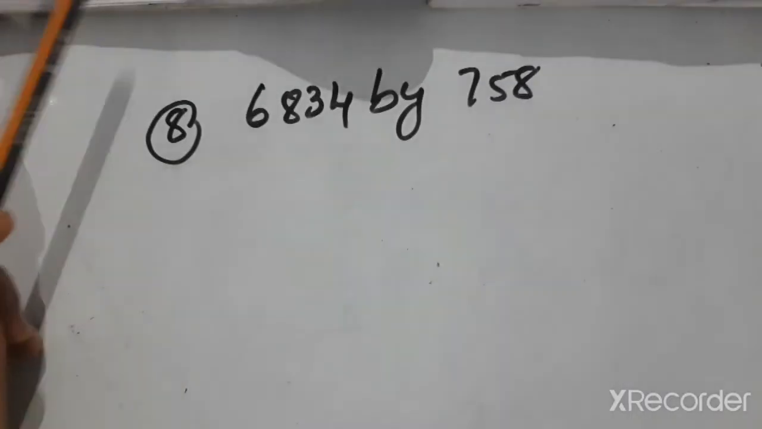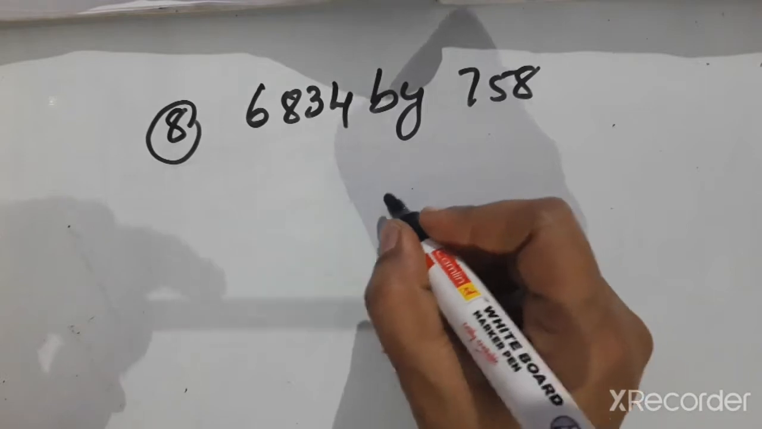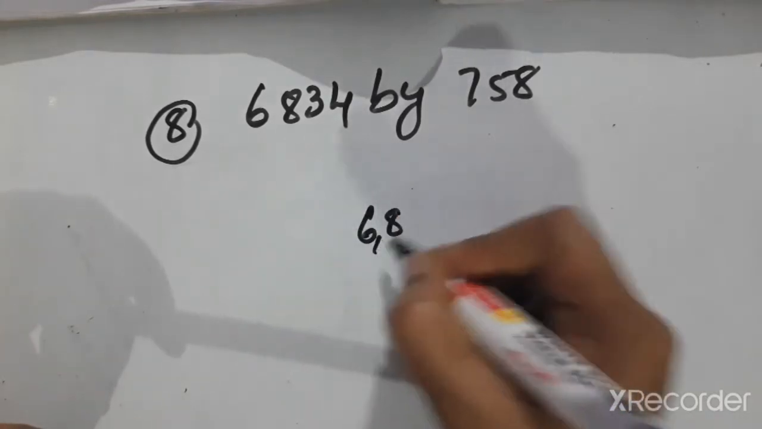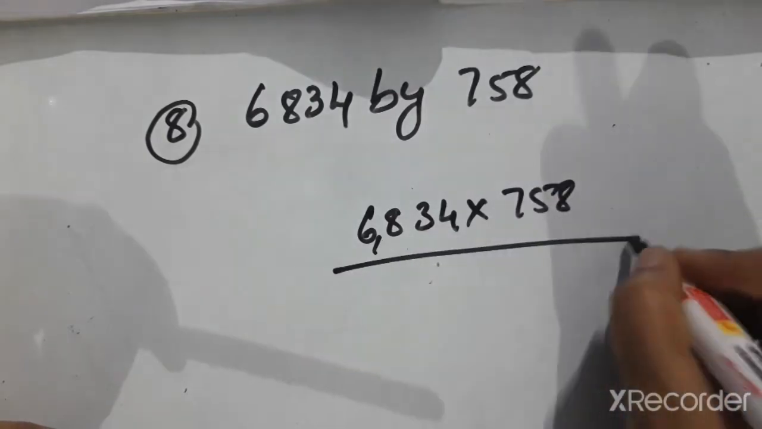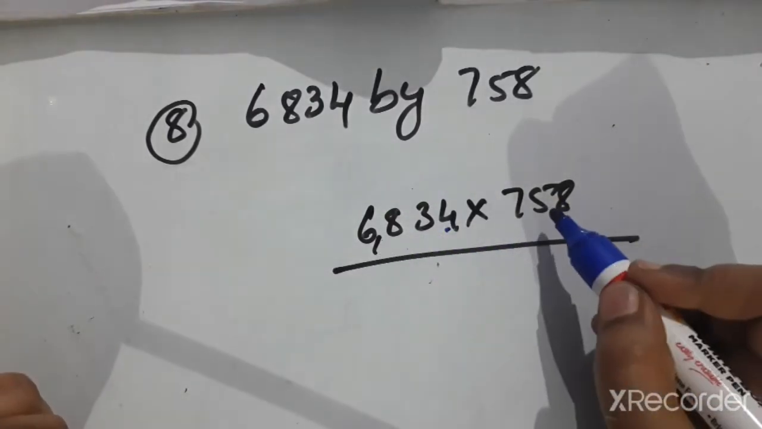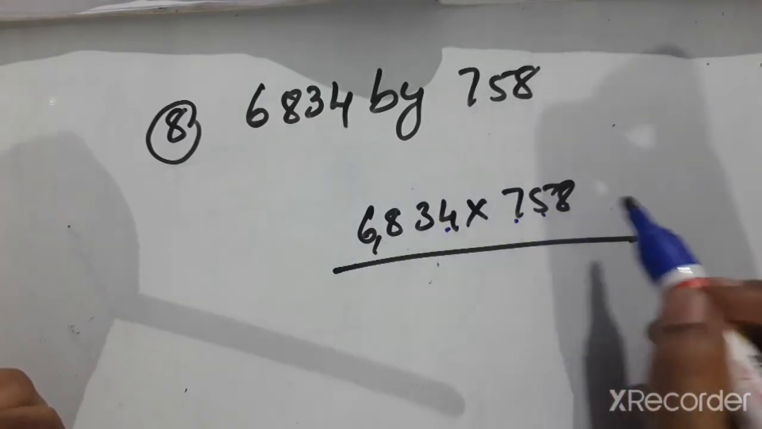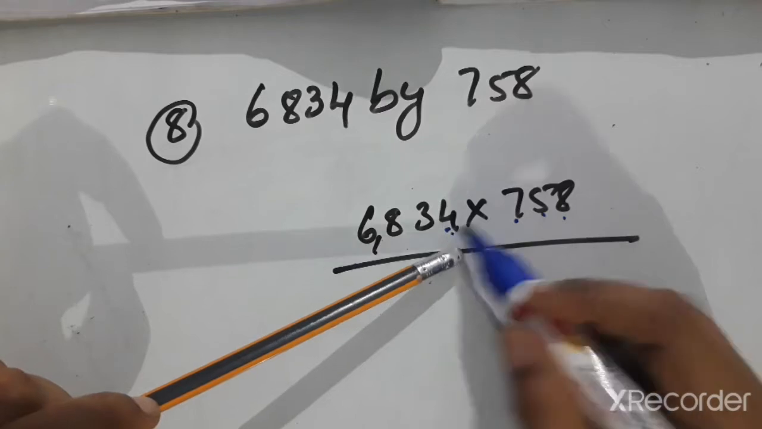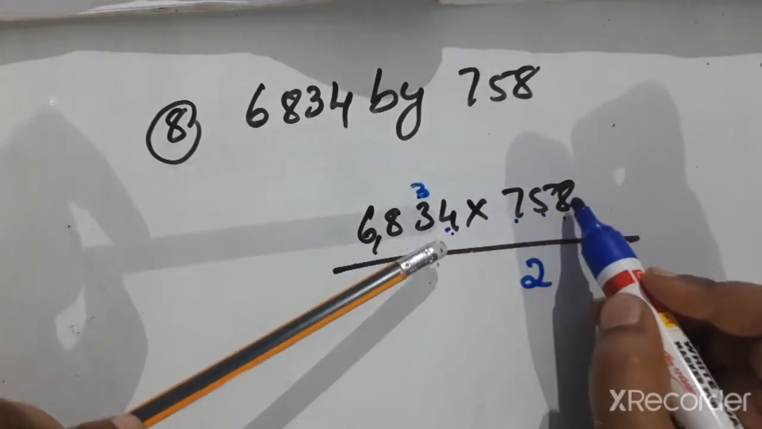Now next question, 6,834 by 758. Now multiply 8 with each number, and next line 5 with each number, and next line third line 7 with each number. 8 into 4. 8 4s are 32. 2 here. 3 carry out to the next place.